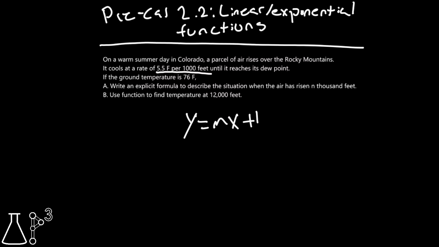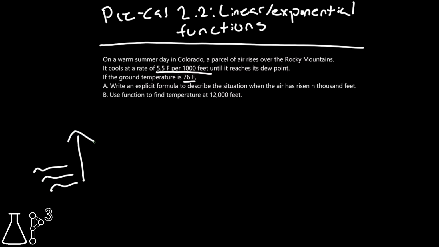So let's go back to the problem. So until it reaches its dew point, if the ground temperature is 76 degrees Fahrenheit, this again is important because what it's asking us about is the air, this is my air right here, as it rises, which means that the ground temperature is going to be its initial value. So write an explicit formula to describe the situation when the air has risen n thousand feet. So let's just do that part first. We'll do part A.